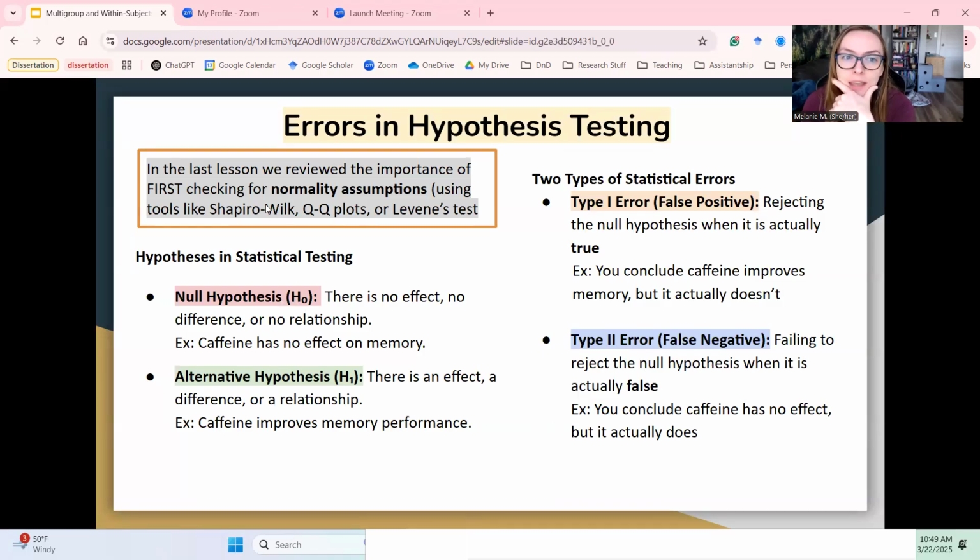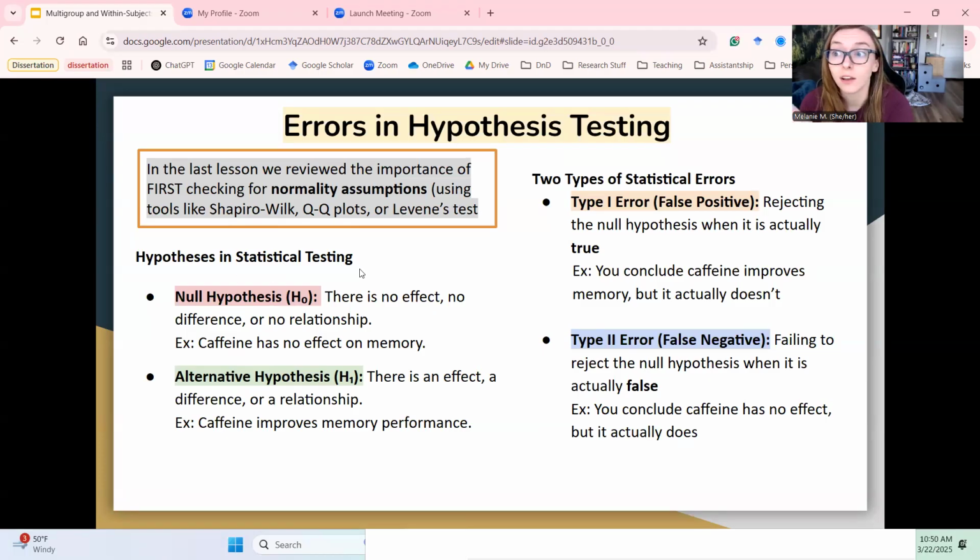So here we go. In the last lesson, we talked about how the very first thing you're going to do in statistical testing when you're comparing between groups is test for normality. So as a recap, we talked about what normality assumptions are, that we want to have a normal bell curve, and we use tools like the Shapiro-Wilk, the QQ plot, and Levene's test.